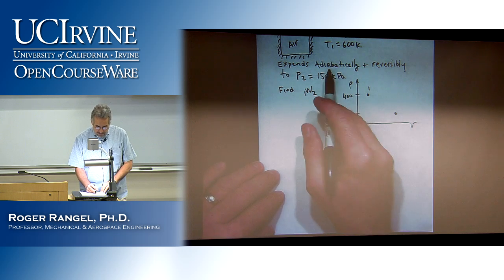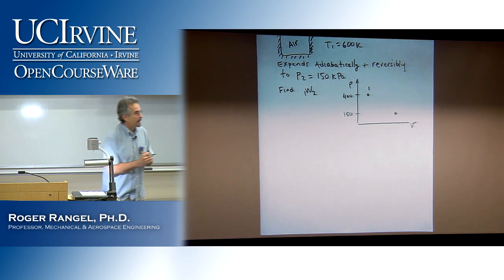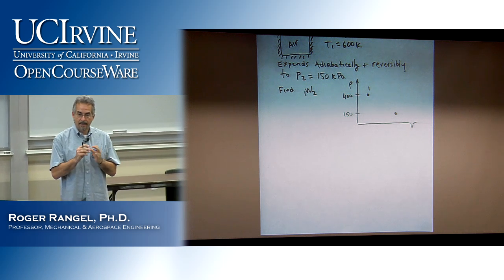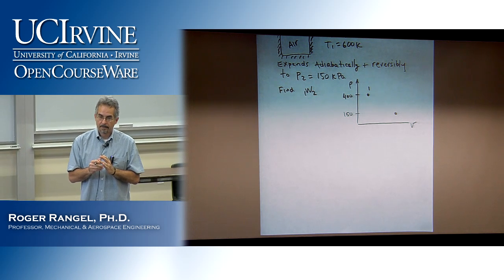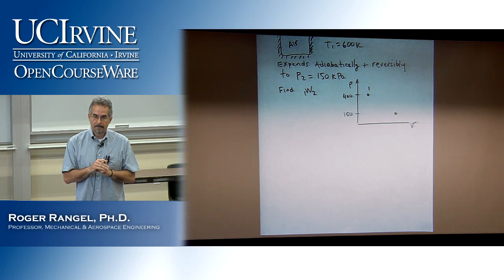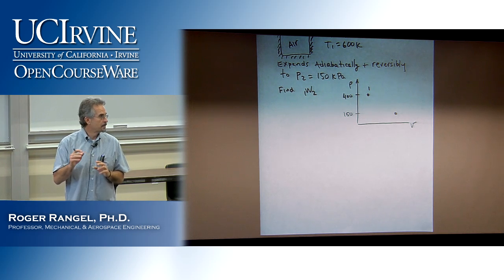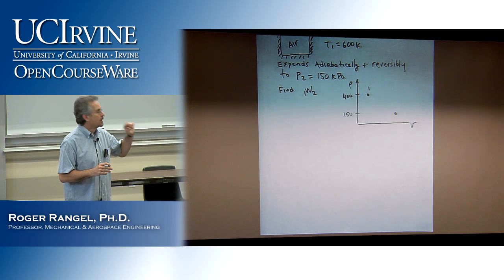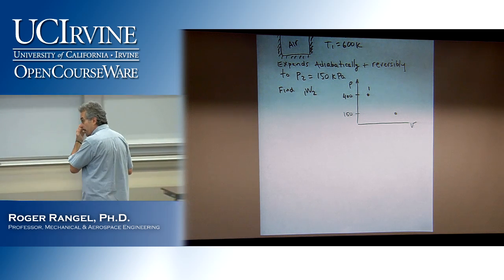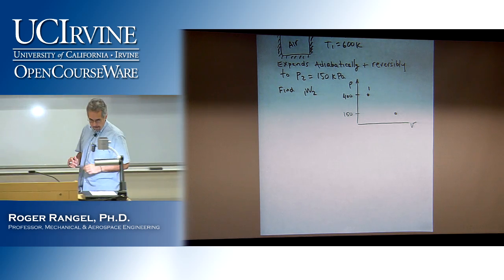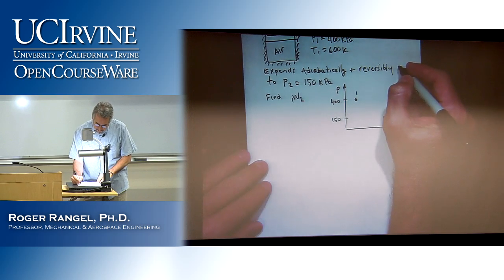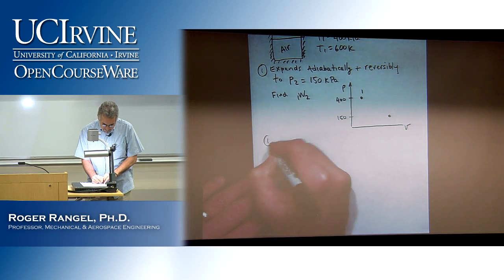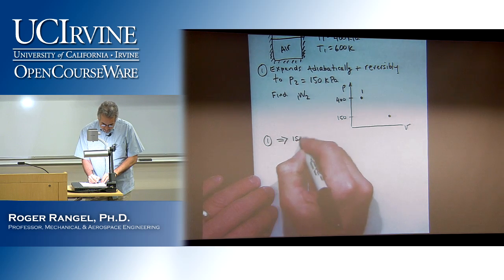For example, because it is adiabatic and reversible, what can I conclude? Yeah, in a way, but that's not the word we're looking for. Yeah? Change in entropy is 0. It's isentropic, right? So let's label this 1, because I don't have any room there. So 1 implies that it is isentropic.